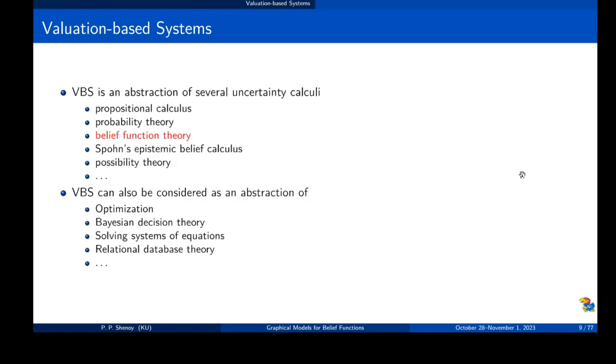As I said, this is an abstraction of several uncertainty calculi, like propositional calculus with no uncertainty, probability, belief functions, Spohn's epistemic belief, possibility, etc. You can also use this abstraction for other things like optimization, for example dynamic programming, where we have objective functions. You want to find the maximum of an objective function that factorizes. The combination is how you factorize it, multiplicatively or additively, and maximizing a variable corresponds to doing marginalization. They can also be used for Bayesian decision theory, solving systems of equations, and relational databases.